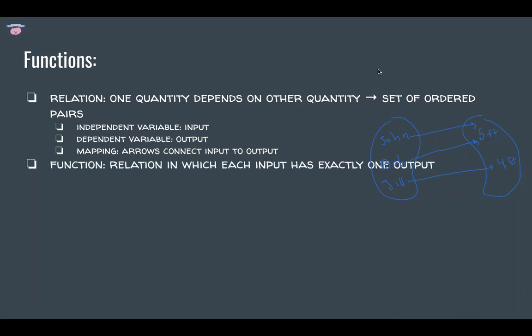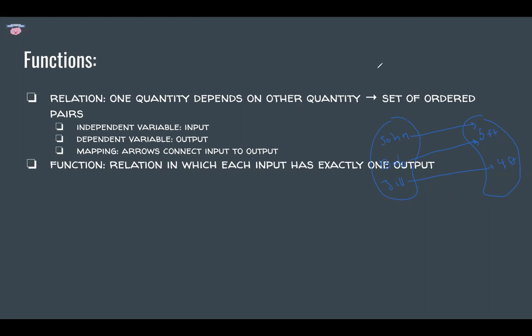Now, I'm going to get rid of my example for a second because it's blocking. But now we're going to talk about a special kind of relation called a function. It's when each input has exactly one output. So this is actually an example of a function because John can't have 2 heights, can he?